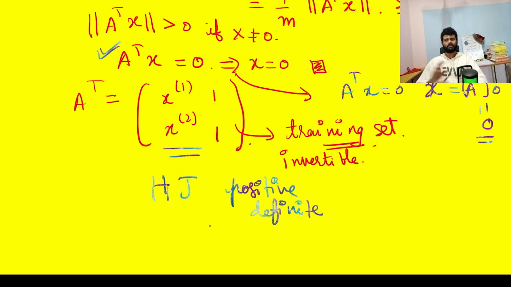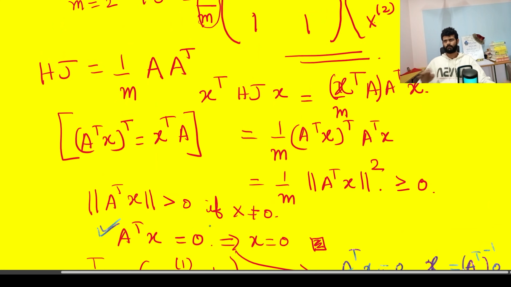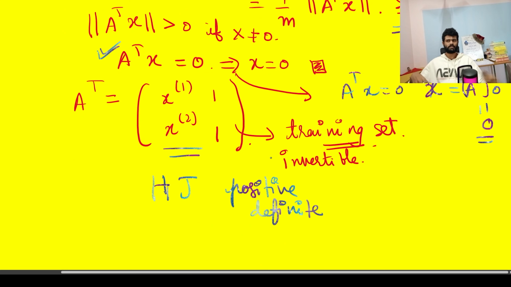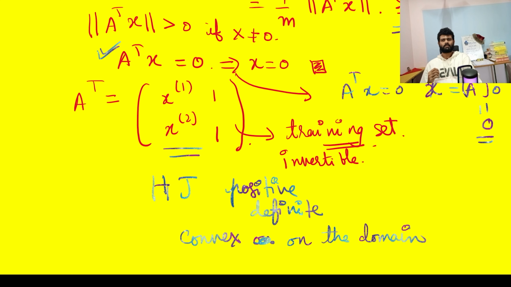But anyway, at least we have shown that this is bigger than or equal to 0, right? So with the theorem, it follows that the Hessian is positive definite, and it is convex. It is convex on the domain. Okay, convex on the domain. What does that mean? That means that the function is kind of like a soup bowl shape.